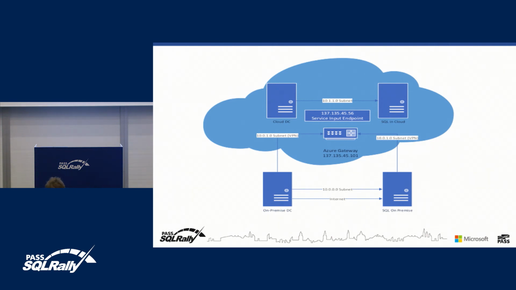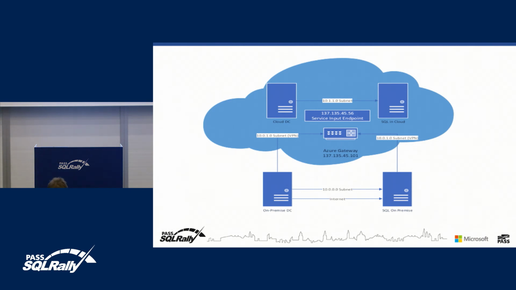So here we have an on-premise domain controller. We have SQL on-prem. They can talk to each other over a couple of networks. And then we have our Azure gateway here, so this 137 IP. Both of those are coming in over a VPN connection to that. This was a point-to-site demo I did a couple years ago, and I mapped it out. And then in the cloud, we have this cloud domain controller and this SQL in cloud.